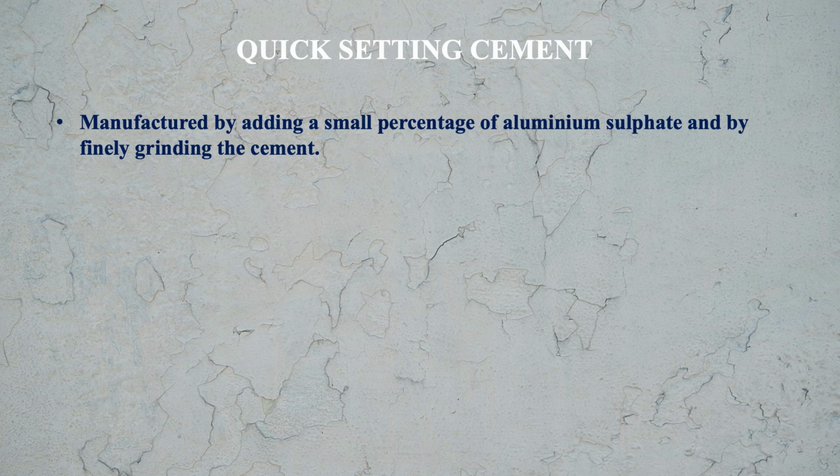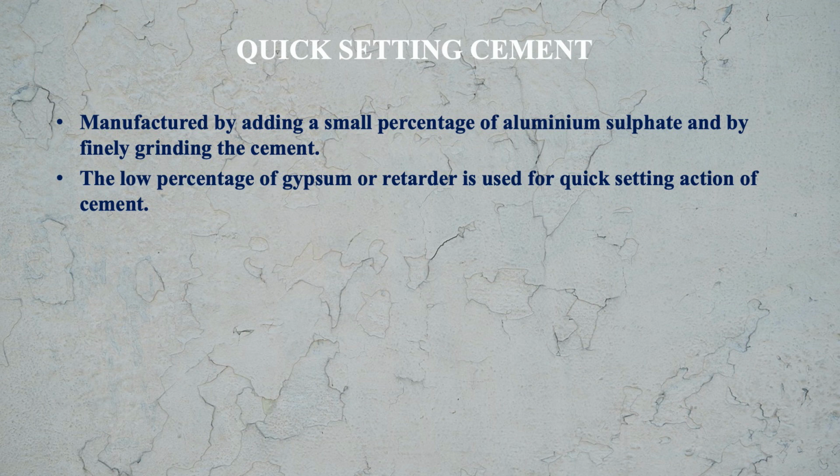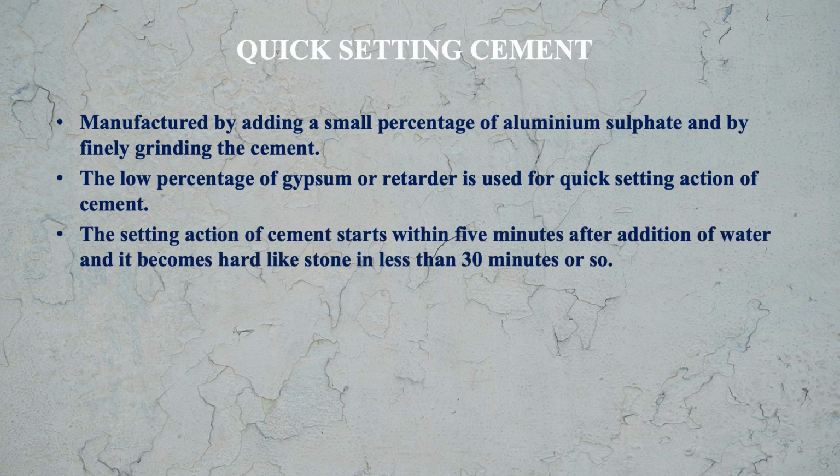Now the quick setting cement. Quick setting cement is manufactured by adding a small percentage of aluminium sulfate and by finely grinding the cement. This cement has a low percentage of gypsum or retarder for quick setting action of the cement. The setting action of the cement starts within 5 minutes after addition of water, and it becomes hard like stone in less than 30 minutes. So that way it gets its name as quick setting, because it sets very quickly.